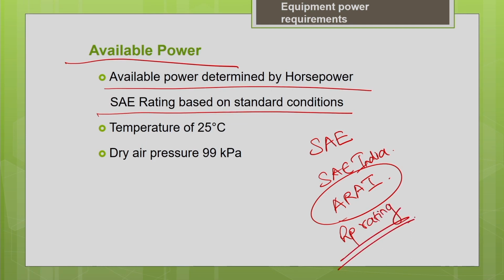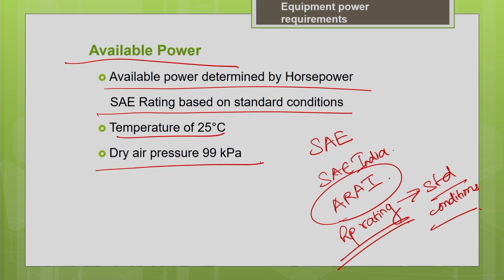When they do this horsepower rating, they do the horsepower rating of the machine at standard condition. That is to be noted. The standard conditions are also defined by them. So you can say, for example, it is done at a temperature of 25 degrees Celsius and at a particular atmospheric pressure, say 99 kilopascal. So the horsepower rating of the machine prescribed by the manufacturer, you can realize only at this particular standard condition.